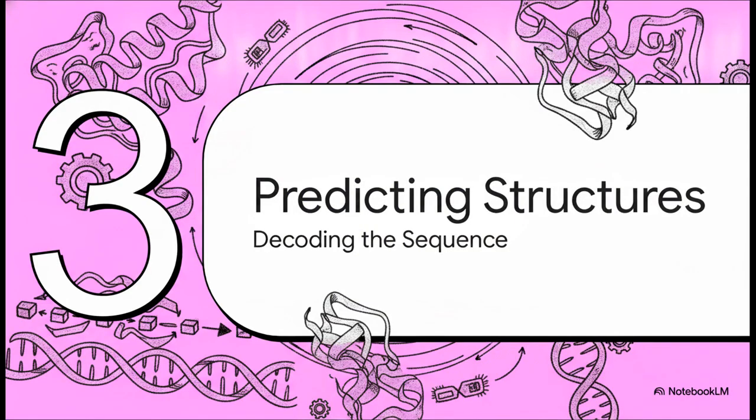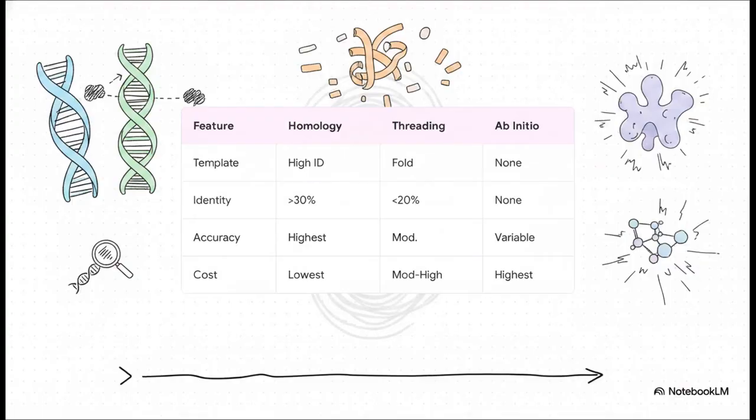Section 3. Predicting protein structures, decoding the sequence. Now that we know how nature does it, let's look at how we decode these structures computationally. There are 3 main approaches. First is homology modeling, which requires a high sequence identity, over 30% identical to a known protein. This gives you the highest accuracy at the lowest computational cost. Then we have protein threading, which is used when your sequence identity dips into the twilight zone below 20%. This relies on the fact that nature only uses a limited number of structural folds. And finally, ab initio modeling. This uses pure physics and chemical principles to build novel folds totally from scratch without any template at all, which makes it computationally very expensive.